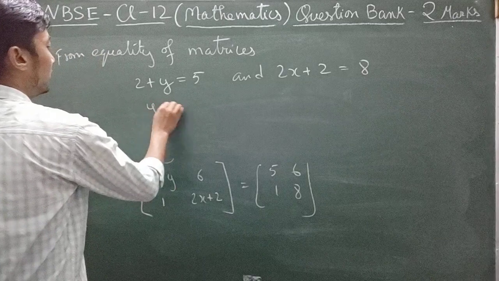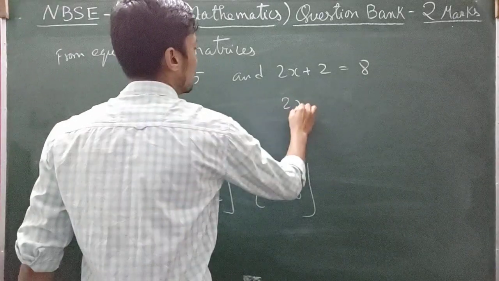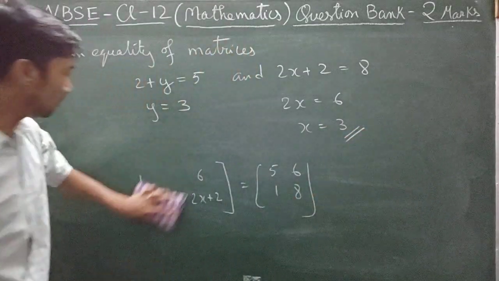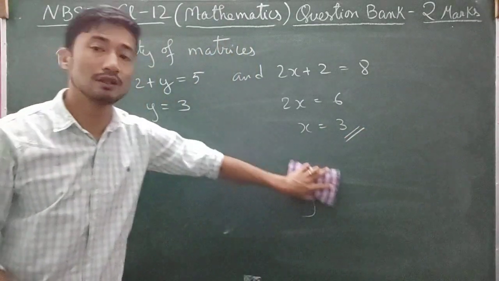So y will be 5 minus 2, 3. 2x is equal to 6, x is equal to 3. So the value of x is 3, y is also 3.